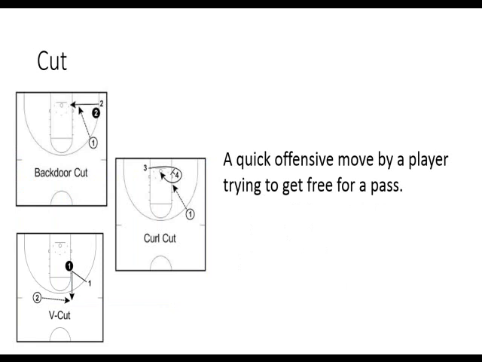A cut is a move by an offensive player who does not have the ball to try to get open to receive a pass. Here are the different kinds of cuts. One is a backdoor cut where they're trying to sneak behind the opponent. Another is a curl cut where they're trying to sneak around a pick. And another is a V cut where they move in and then out. The point of the cut is to create space to receive a pass.